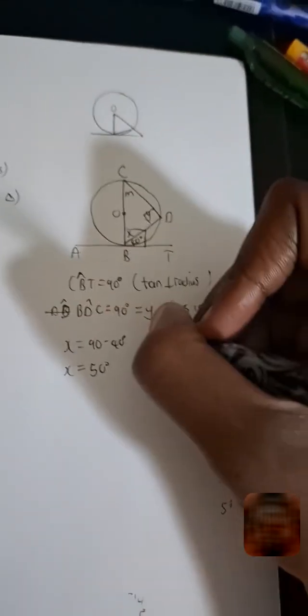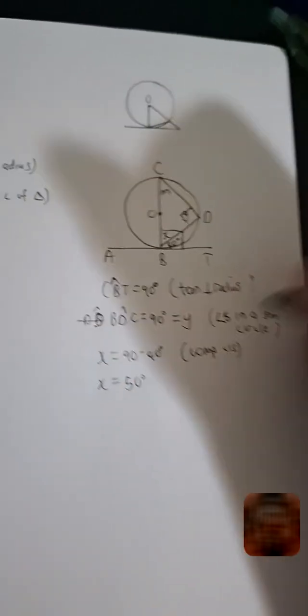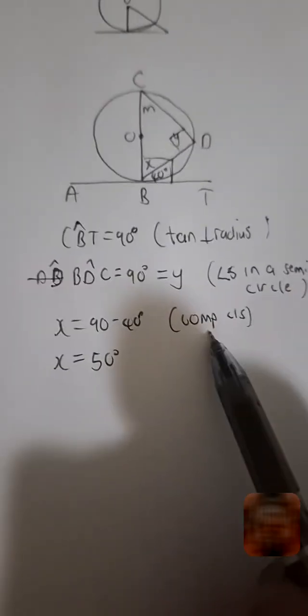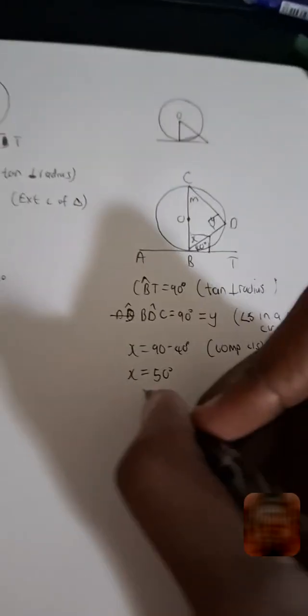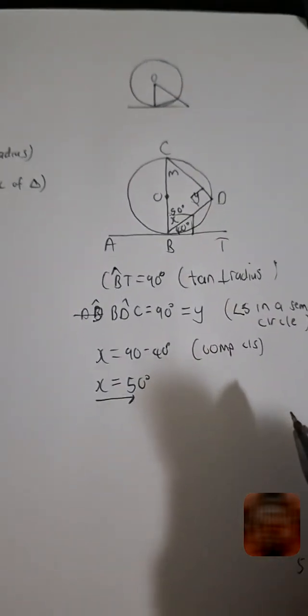Thank you, sir. We would write complementary angles, which is why we state that x is equal to 90 minus 40. Complementary angles. X is 50. Now we need that m.